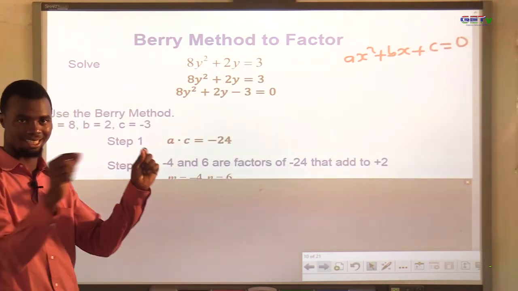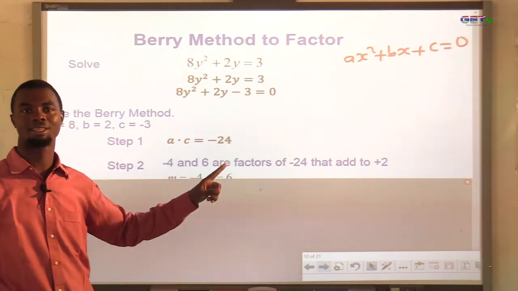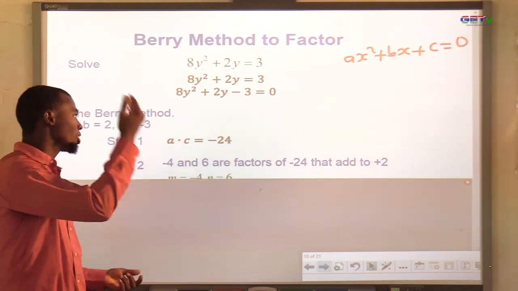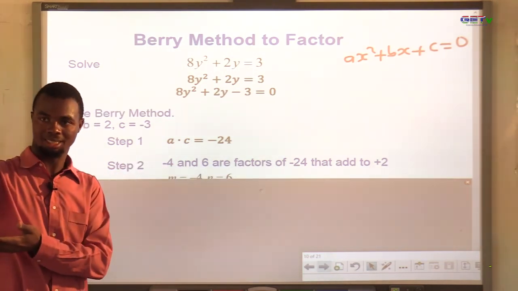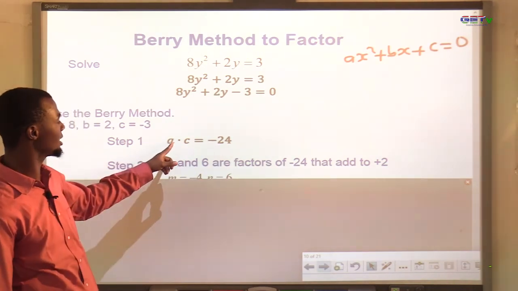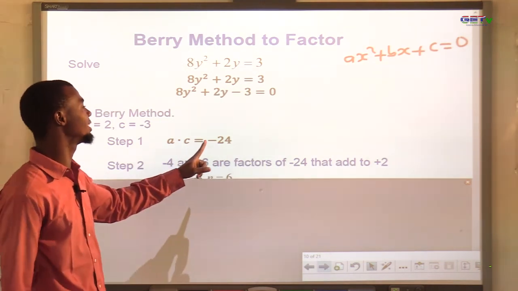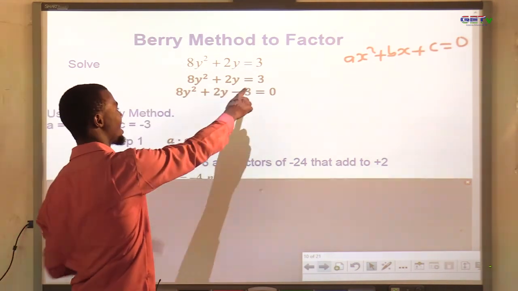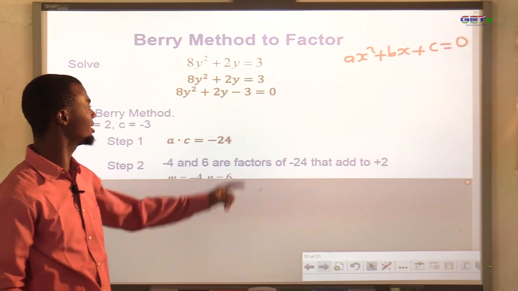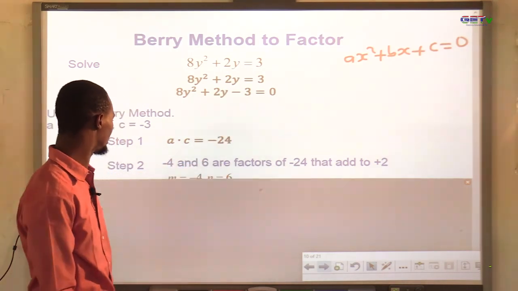Step 1, AC. AC here is when you multiply the coefficient of the square term and the constant. This is what you are seeing, A dot C, it means A times C. That will give you -24. That is 8 times -3, which gives you -24.